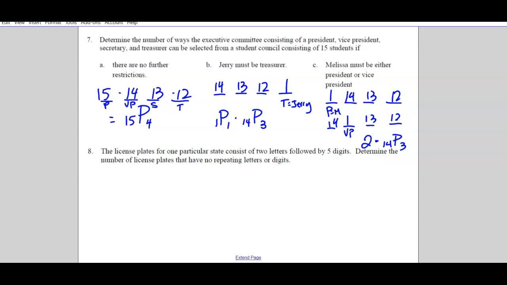Okay, so then, license plates for a particular state consist of 2 letters followed by 5 digits. So these are letters, and these are digits. Okay? Determine the number of license plates that have no repeating letters or digits.